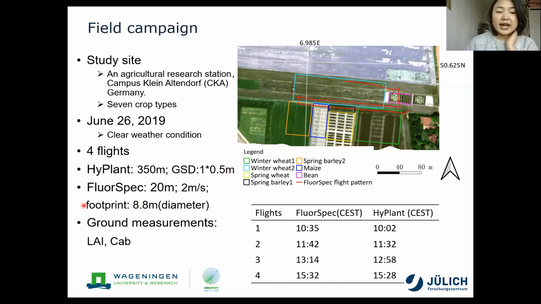FluorSpec flew at a height of 20 meters with a speed of 2 meters per second. So the size of the footprint is 8.8 meters. On the same day, we also collected some LAI and chlorophyll content measurements. This table shows the flight times of the FluorSpec and HyPlant flights.